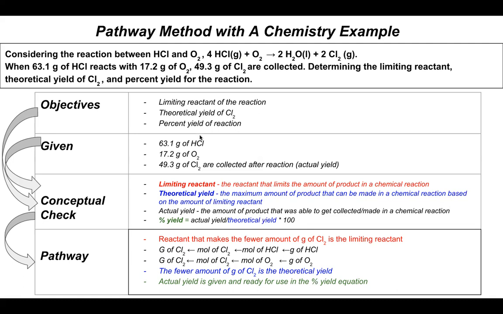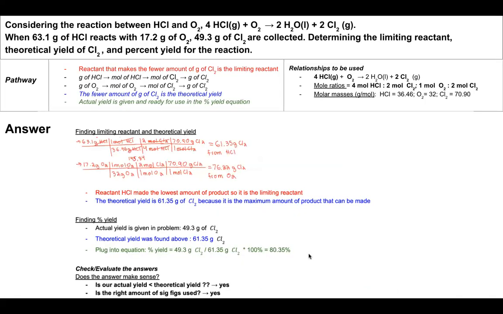And so we need to get our quantitative given amounts, convert them into grams of Cl2, and the fewer amount of grams of Cl2 is the theoretical yield. And theoretical yield, going back to the concept, is our second objective, and it means the maximum amount of product that can be made based on the amount of limiting reactant. And so, using stoichiometric relationships, we're going to use mole ratios and molar masses, and find which reactant makes the least amount of grams of Cl2. So the limiting reactant is HCl.